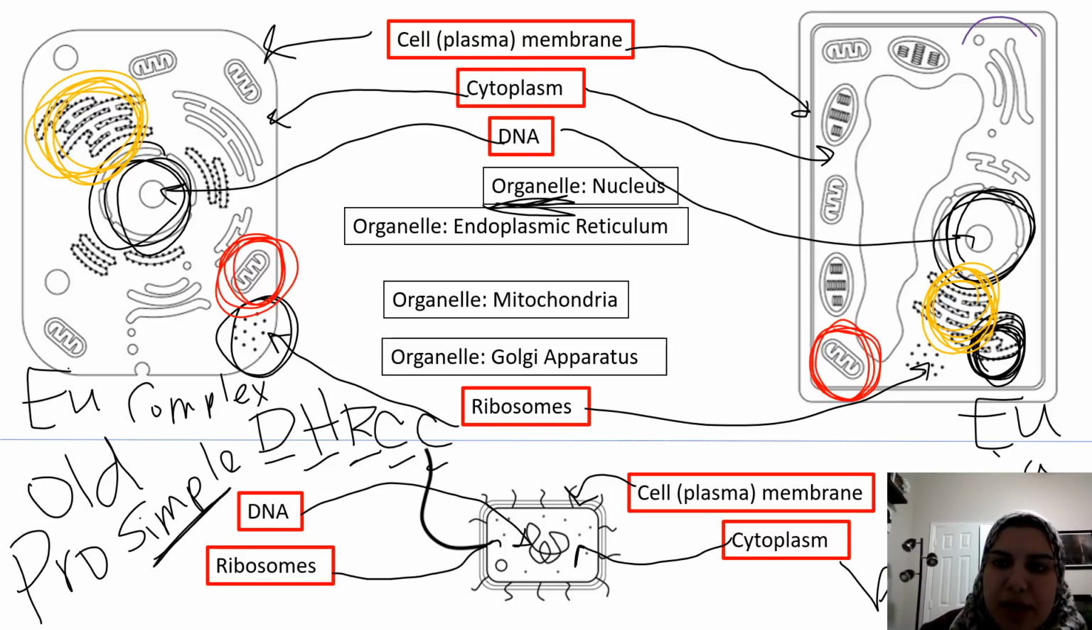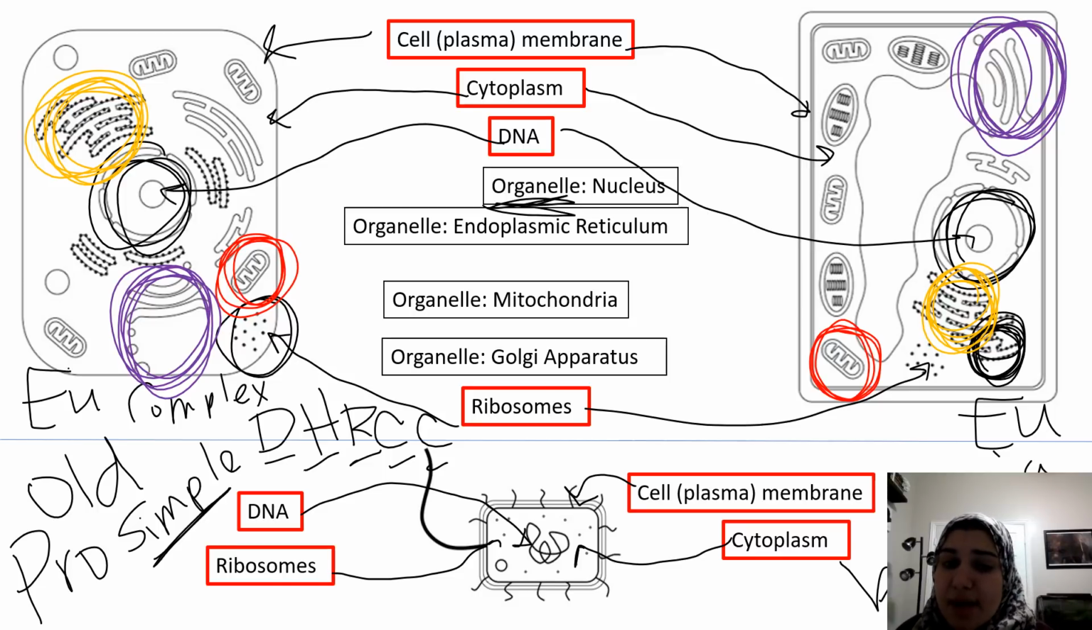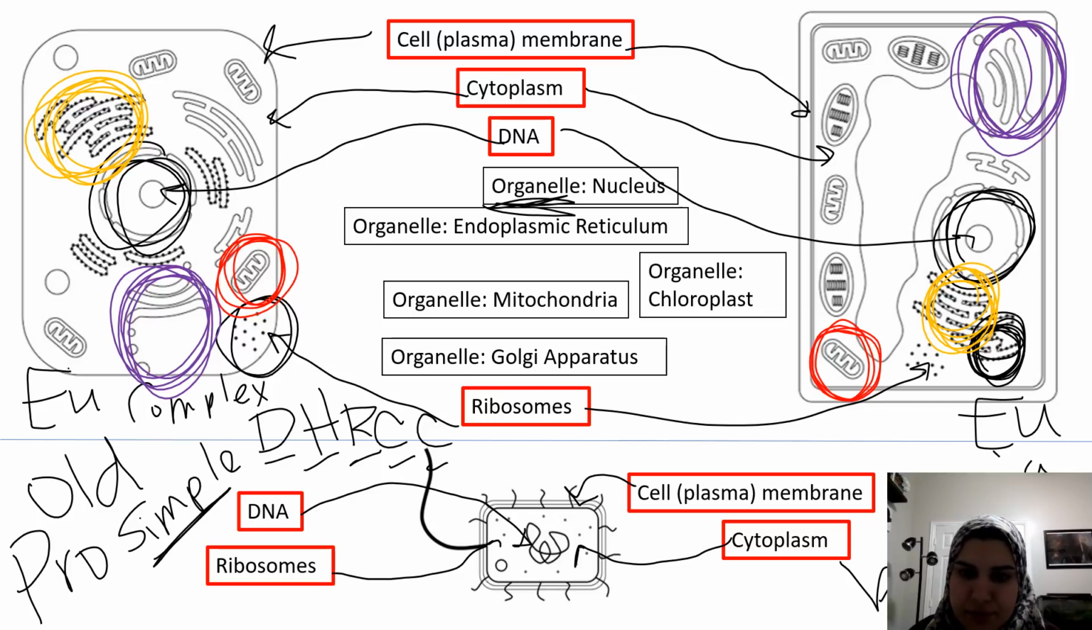The Golgi apparatus, which I'm circling in purple, is important because it takes all of the proteins and all of the lipids that my endoplasmic reticulum made, and it will actually package them, edit them, and send them to different places in either the cell or to different cells.